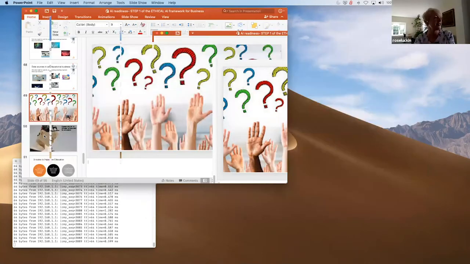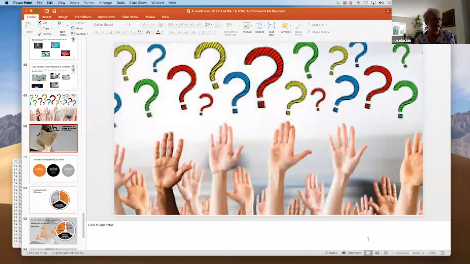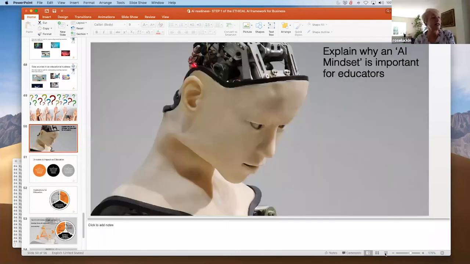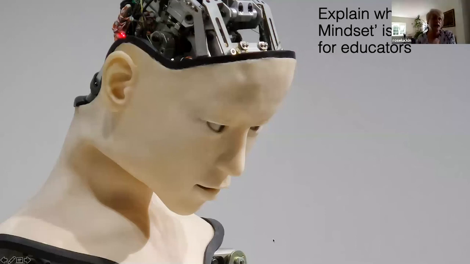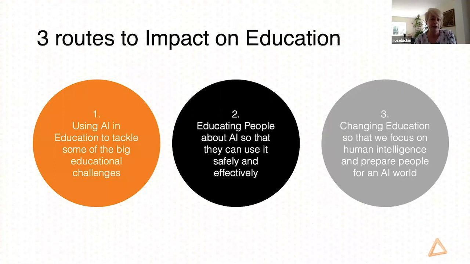So we've had the question session, and the next thing I was going to do was just really try and finish up by telling you exactly why I think developing an AI mindset is so important for businesses. So there are huge implications that AI brings to education, and we can think of them in three particular categories. We can think about how we can use AI to tackle some of the big challenges in education, particularly around those gaps between the more able, the less able, more privileged, less privileged.